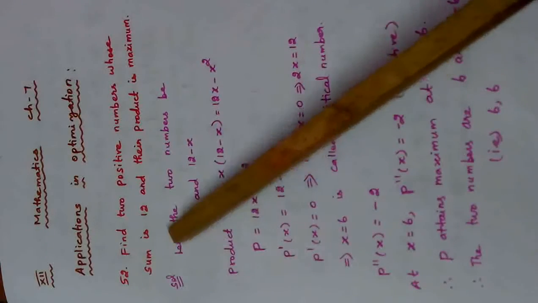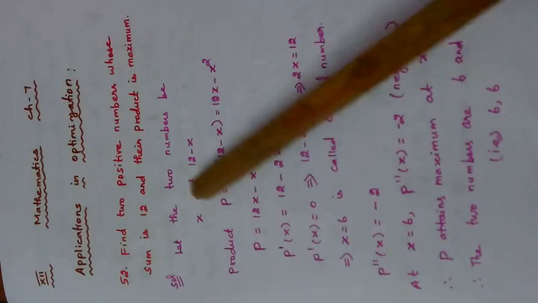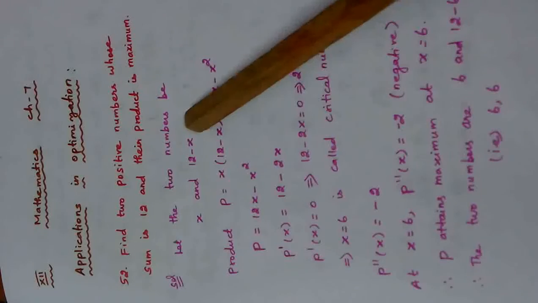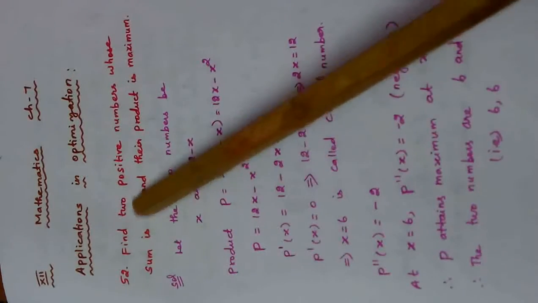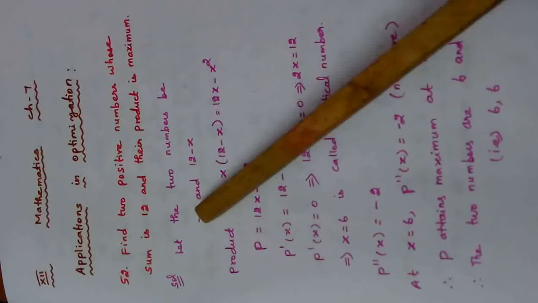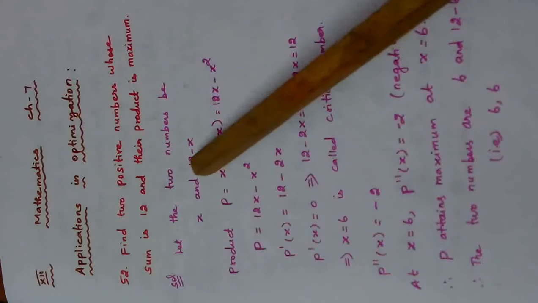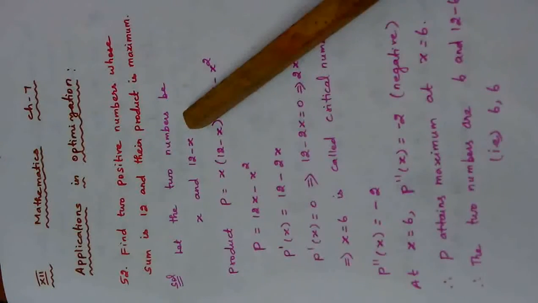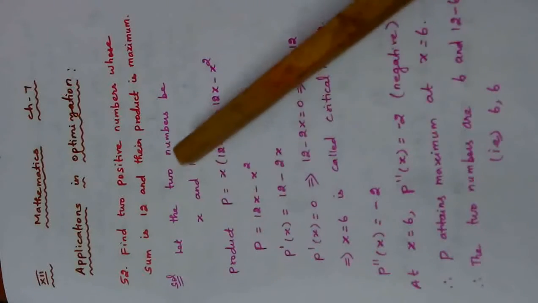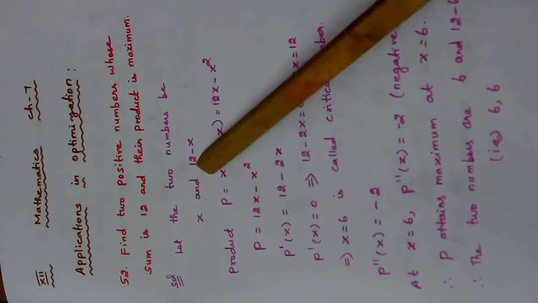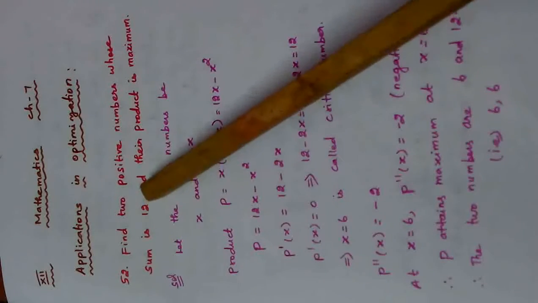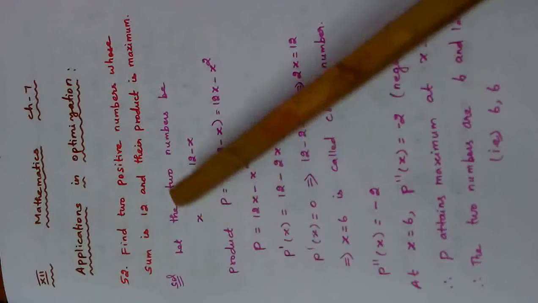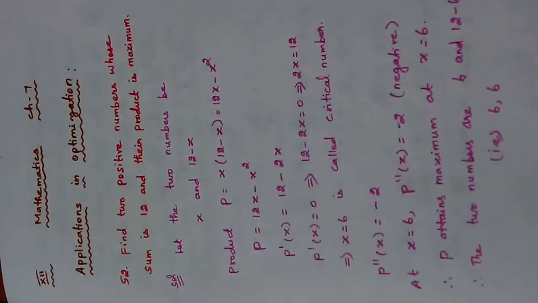So we take the 2 numbers as x and 12 minus x. You can ask, why 12 minus x? Because when we add the 2 numbers, the answer is 12. So if one number is x, the other number can be easily found by subtracting from 12, that is 12 minus x. Hope you understand. From 12 you subtract this number and you get the other number. So since the sum is 12, the two numbers are x and 12 minus x.